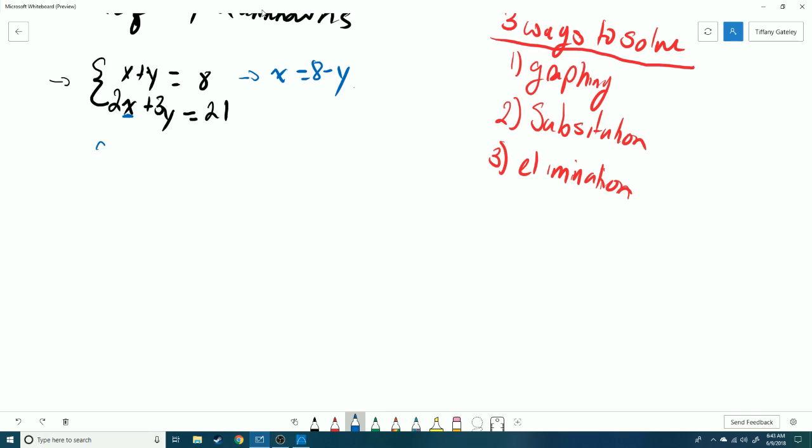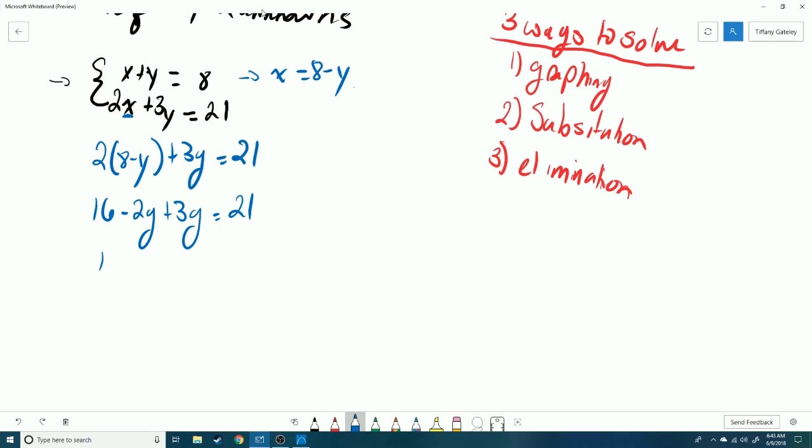So we'll have 2 times our x, which is 8 minus y, plus 3y equals 21. And now we're just going to solve this one like we would a normal one variable equation. So 2 times 8 is 16 minus 2 times y plus 3y equals 21. 16 plus y equals 21. Y equals 21 minus 16, which is 5. Okay, so we have y equals 5.